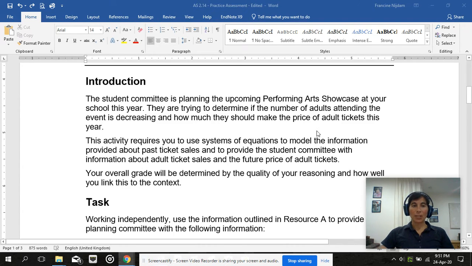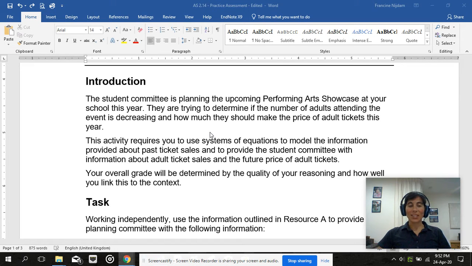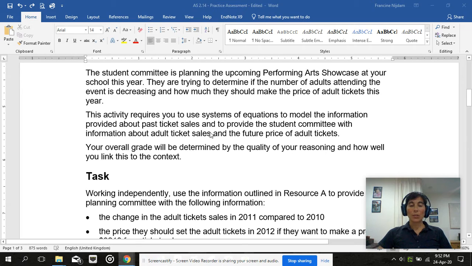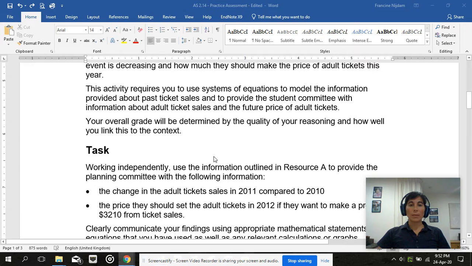So here we go. Introduction. The Student Committee is planning the upcoming Performing Arts Showcase at your school this year. They are trying to determine if the number of adults attending the event is decreasing and how much they should make the price of adult tickets this year. This activity requires you to use systems of equations to model the information provided about past ticket sales and to provide the Student Committee with information about adult ticket sales and the future price of adult tickets. Your overall grade will be determined by the quality of your reasoning and how well you link this to the context.